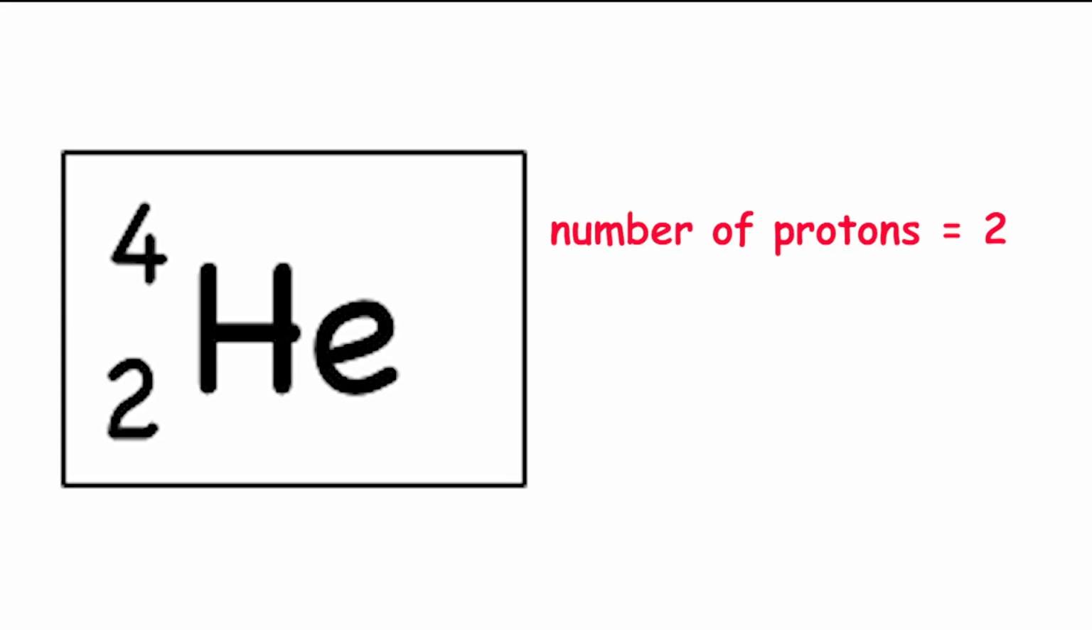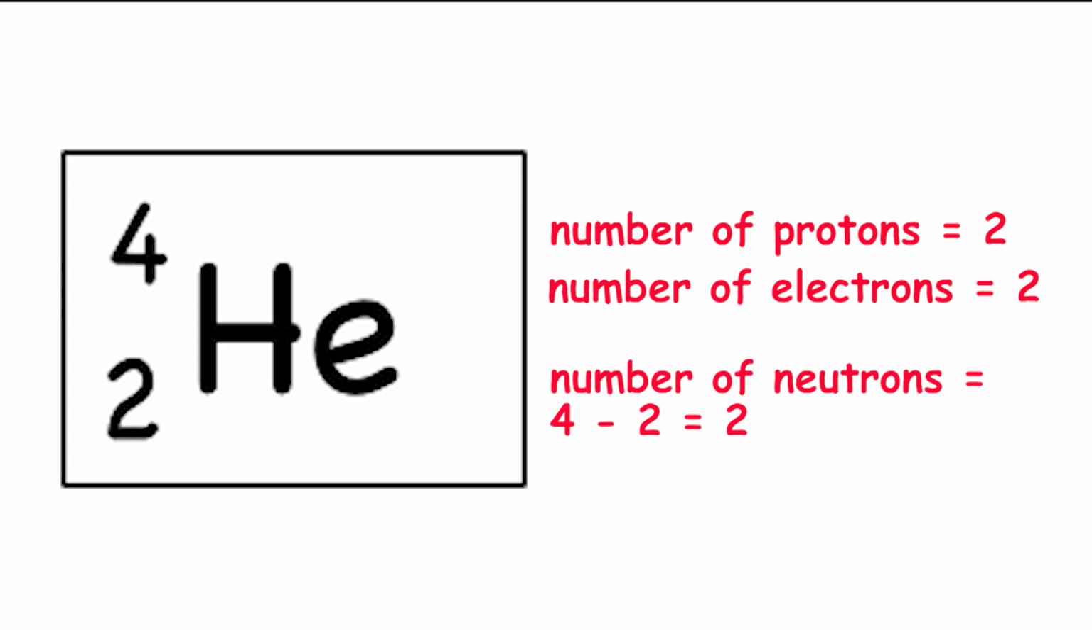The atomic number of helium is equal to 2. So, how many protons do I have inside the nucleus? 2 protons. As an atom is neutral, the number of protons is equal to the number of electrons. And then I have 2 electrons outside the nucleus. Mass number 4 came from the sum of protons and neutrons. Accordingly, the number of neutrons is equal to 4 minus 2. And then there are 2 neutrons inside the nucleus of a helium atom.